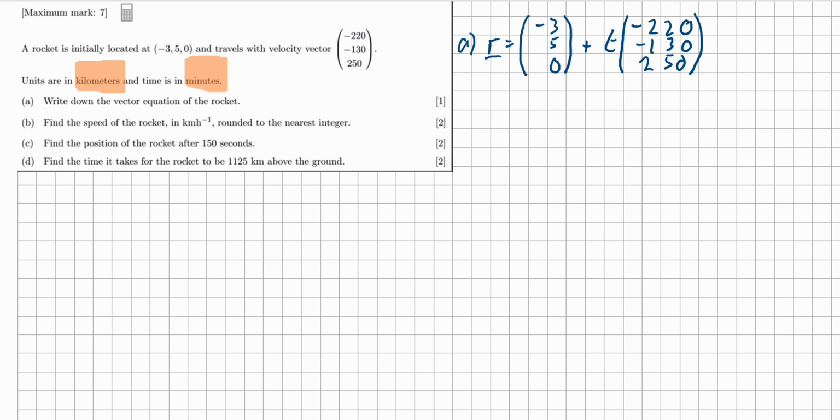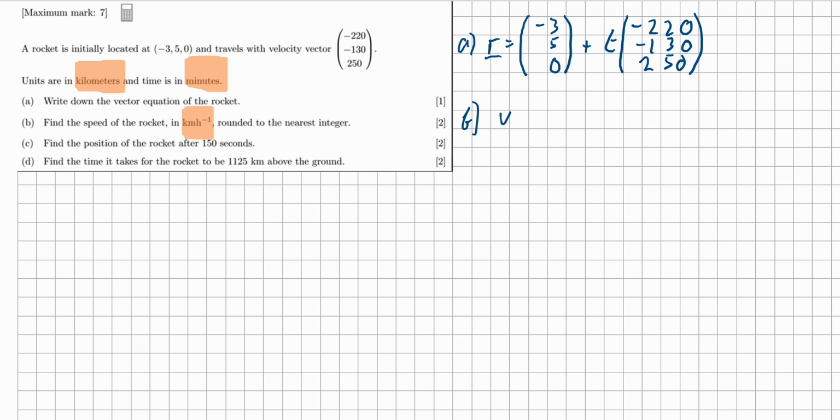So for B, it says find the speed of the rocket in kilometers per hour. So this is slightly different. Everything's in minutes. We've got to do it in kilometers per hour. So what do we do? Well, we find the speed of the rocket first. Let's just do that. We do that using Pythagoras. This formula is actually on the formula sheet. It says Pythagoras, 3D.